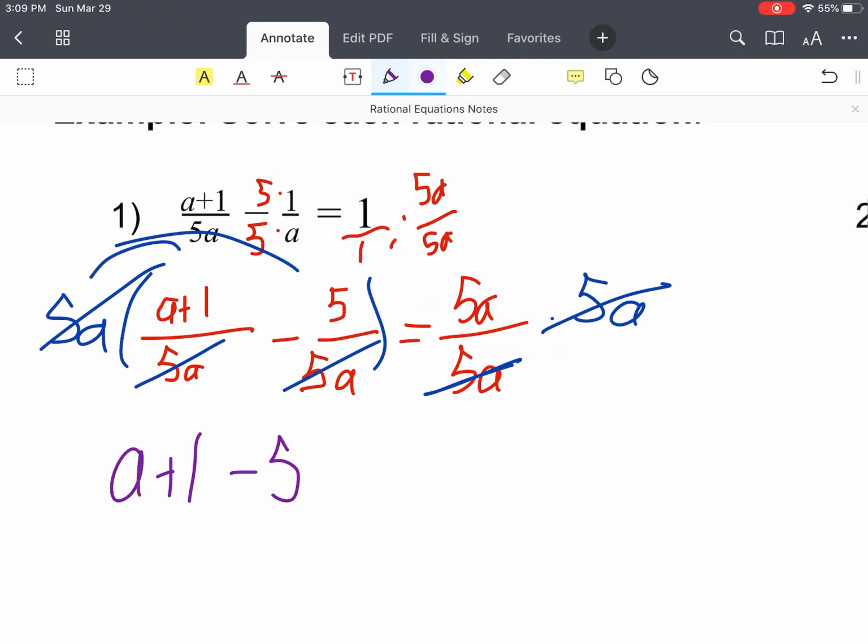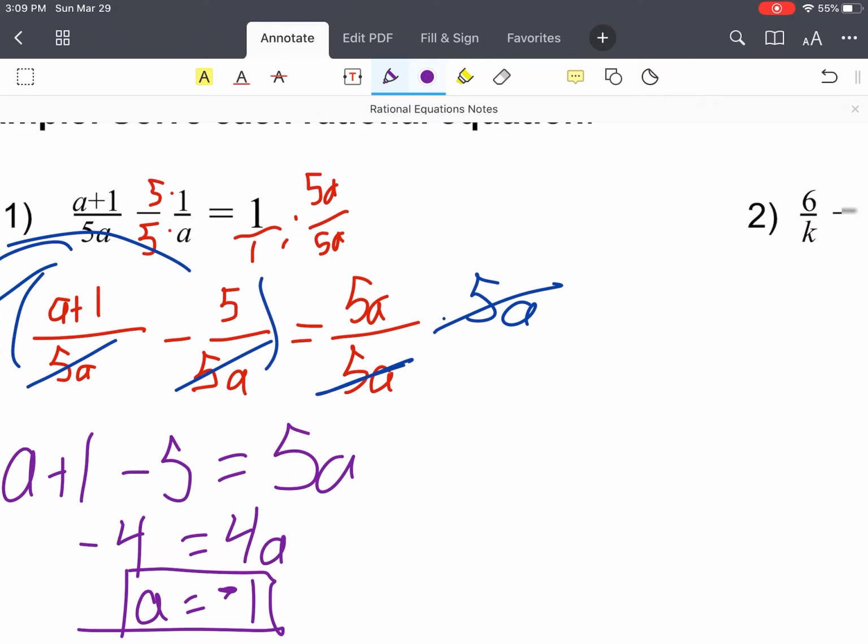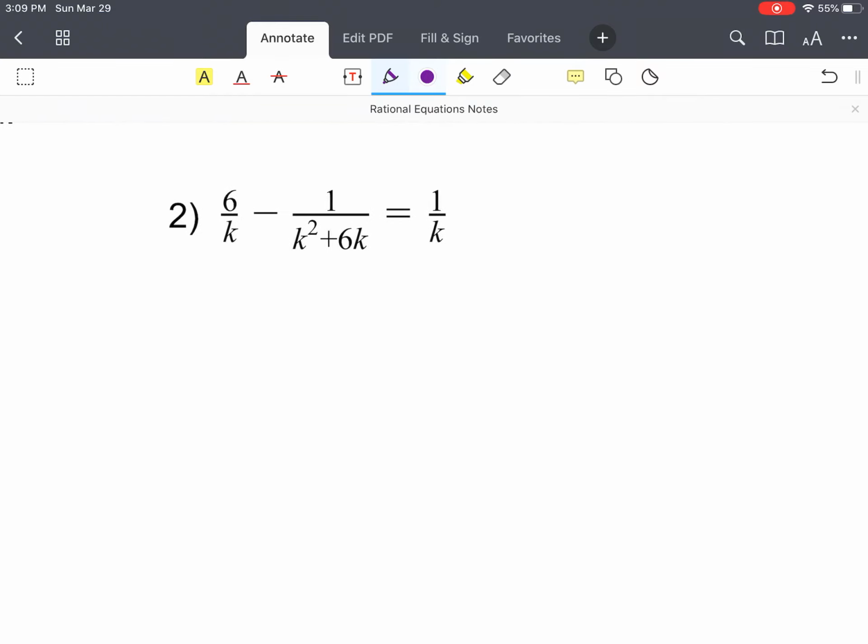But it's more powerful than that because it wiped out our denominator. So then we're left with a plus 1 minus 5 equals 5a. That just becomes a simple problem to solve. We get that negative 4 is equal to 4a, and that a is equal to negative 1. So the whole point is we are getting a common denominator so that we can just forget about the denominator and move on. Let's see it happen again.